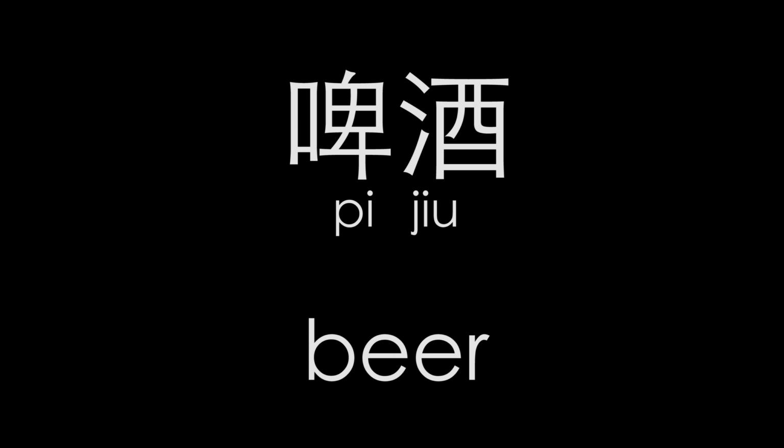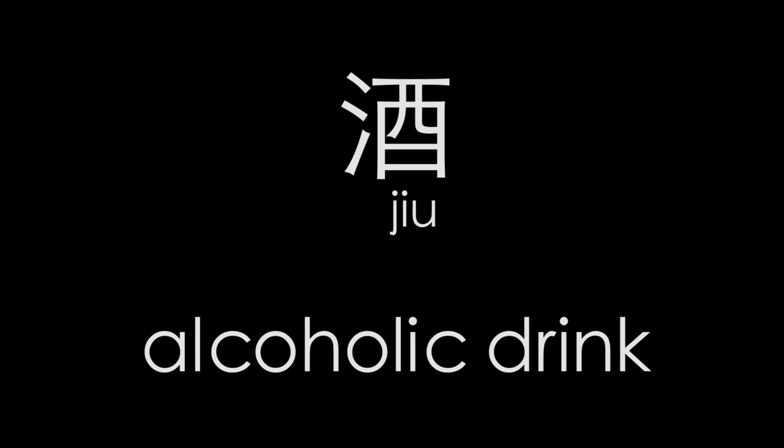啤酒。I say 啤酒, and that means beer. 酒, that means alcoholic drink. From beer to wine and whiskey, they are all different kinds of 酒. Beer, that's the pea drink, or 啤酒. And this character actually looks like a bottle with a cork. Can you see it? 酒.